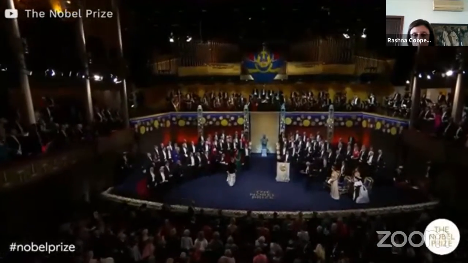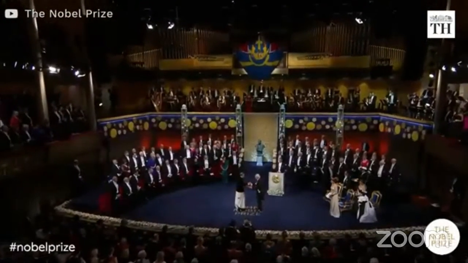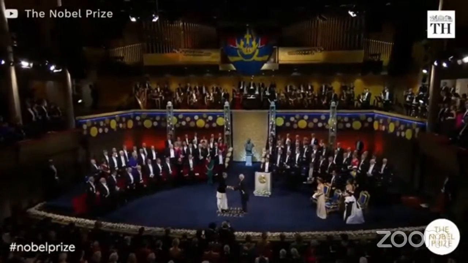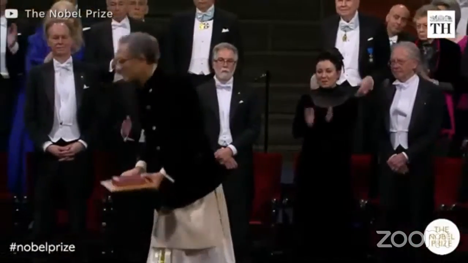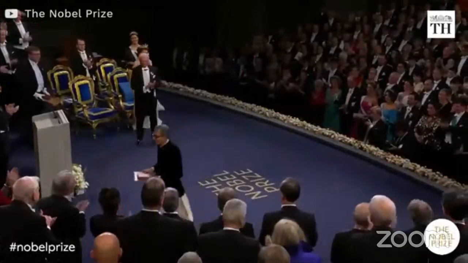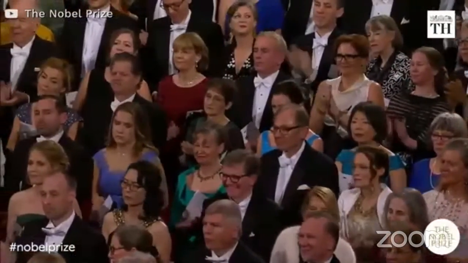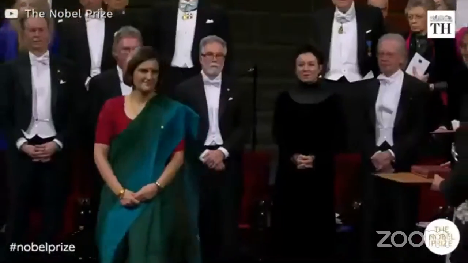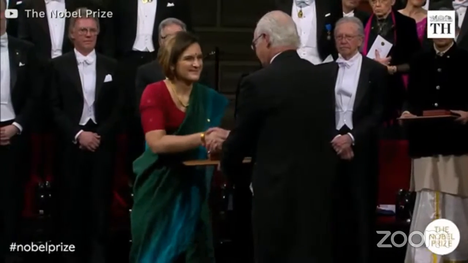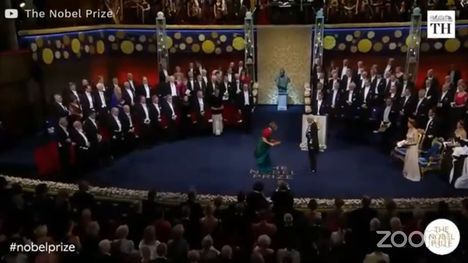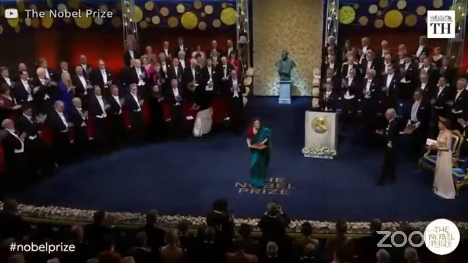Professor Abhijit Banerjee was born in Mumbai in India and lives in Boston, where he works as a professor at the Massachusetts Institute of Technology in the United States. And he is the husband of one of the other economics laureates. We see here Esther Duflo, born in 1972 in Paris, France, also works at the Massachusetts Institute of Technology in Boston, actually just 2 doors away from Abhijit Banerjee at the economics department.